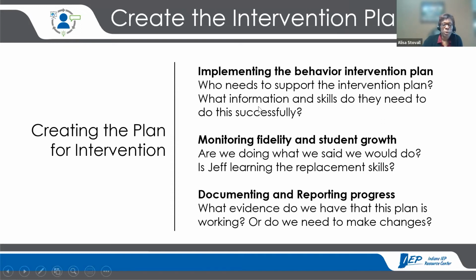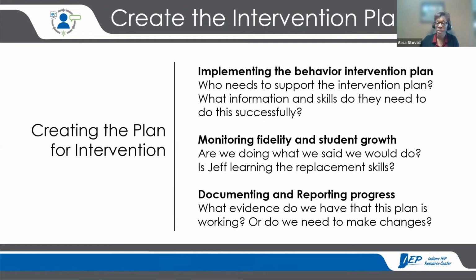Another piece of the plan is monitoring. What are we going to measure? How are we going to know that the instruction is happening with fidelity and that the student is growing and learning these skills? Who's going to document the progress and report out so that the team knows, this is how things are going, Jeff is learning, or we're not making any progress right now? Who's going to interpret that data and share it out to others that need to know? How often are we going to report progress? How will we decide that we need to make a change, that this is working or this is not working?